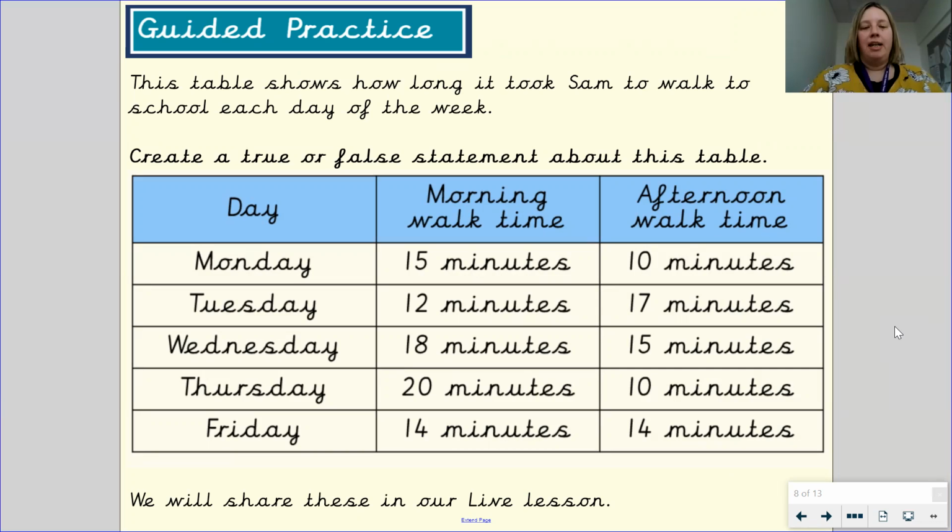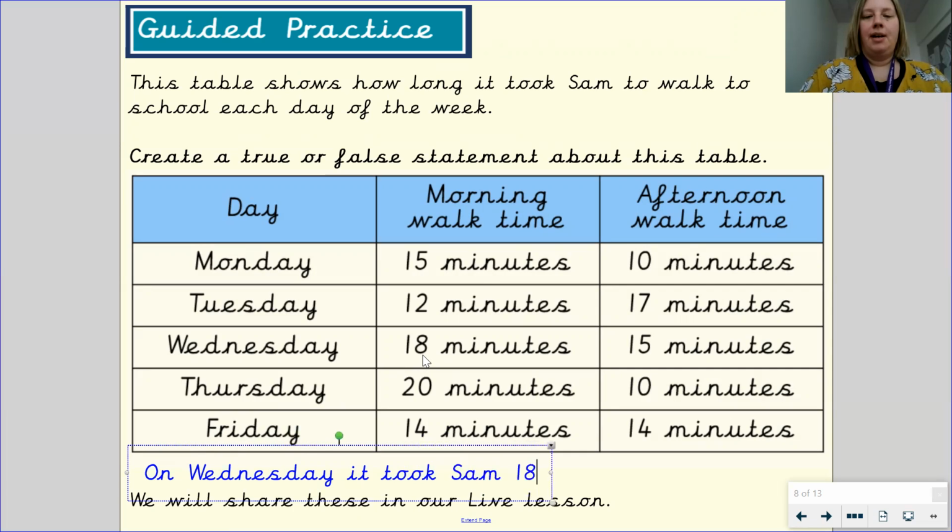So I'm going to start by looking at Wednesday, and I'm going to think of something that I can write about Wednesday that is true. I'm going to write that on Wednesday, it took Sam 18 minutes to walk to school in the morning.